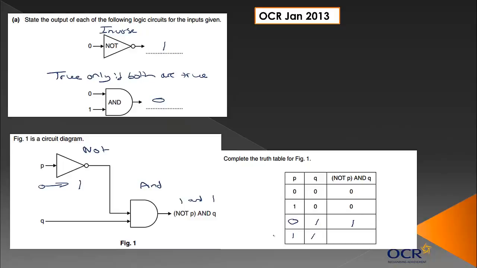Now you may well see where this is going. We've got to inverse this, so this will be inverse to 0, this is inverse to 1 like I mentioned before, and then it will be 0 and 1 as our AND gate, and that will result in 0 because not both of them are true.